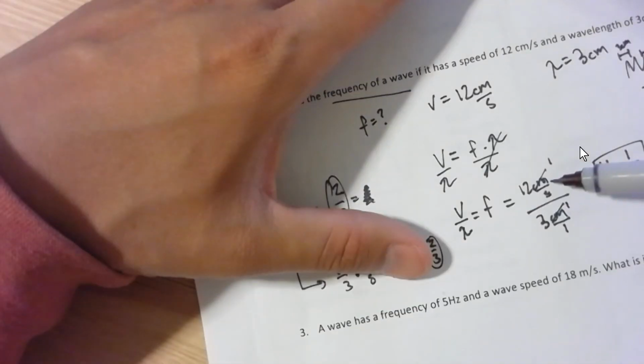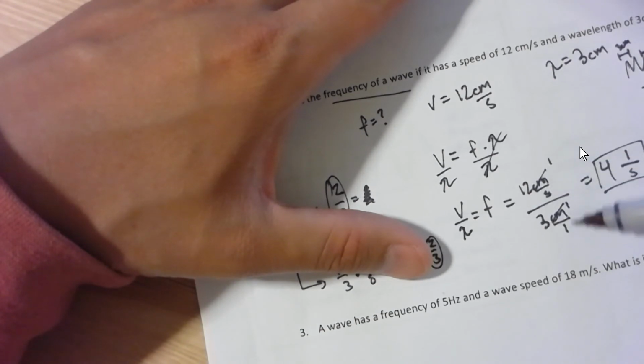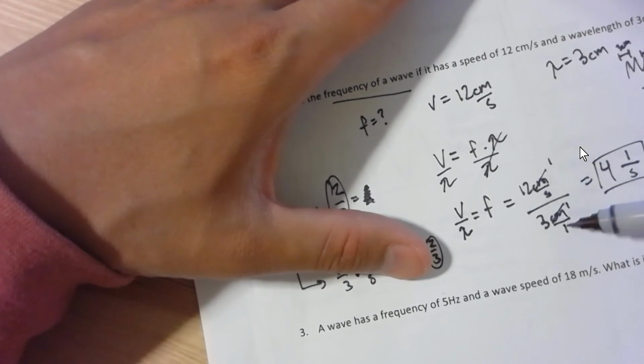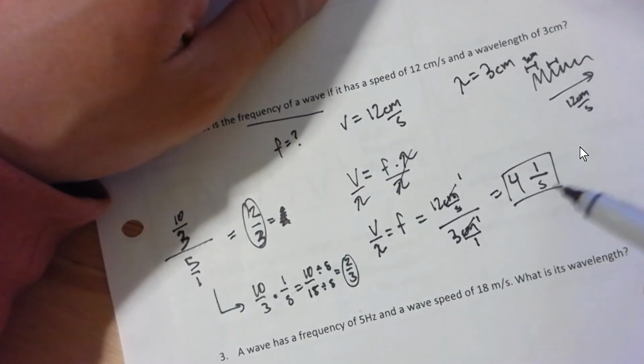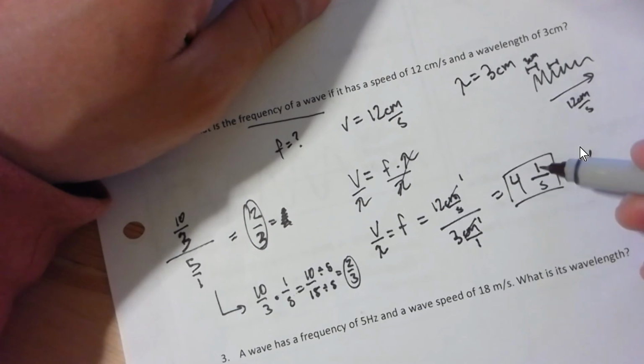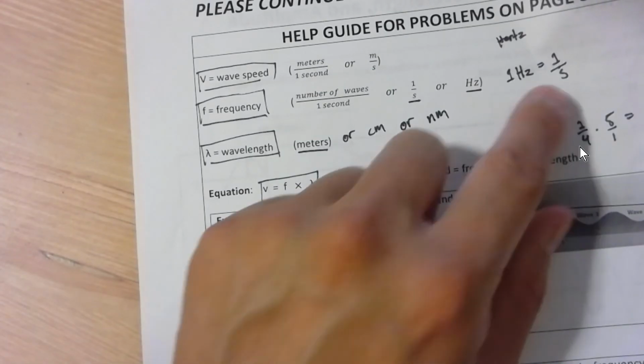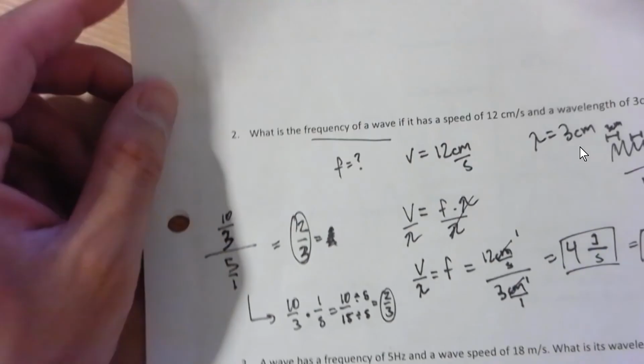Centimeters over seconds divided by centimeters over 1. I should divide the numerators, centimeters divided by centimeters. Those are gone. Anything divided by itself is 1. And then seconds divided by 1 is just going to be s for seconds. So does that make sense? 1 over s. Remember, 1 over s is equal to hertz. And if you look back at the original sheet, I did say a hertz is equal to 1 over s. So hopefully that makes a little bit of sense on how to do this.